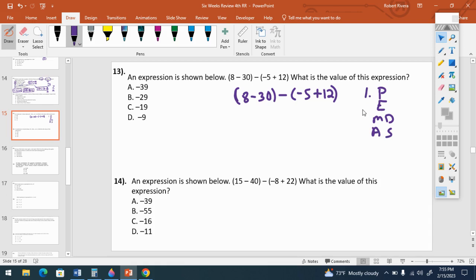Who goes first? Parentheses. Who goes second? Exponents. Who goes third? Multiply or divide. Who goes fourth? Add or subtract. So we have parentheses. We have two of them. We have this guy and this guy. We go left to right, so he gets the carrier first.